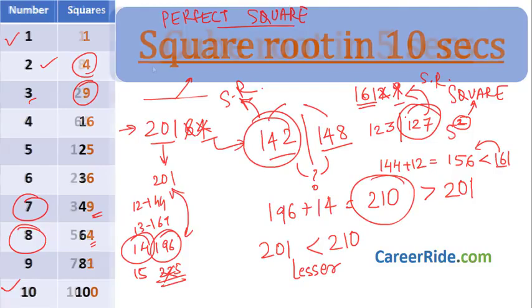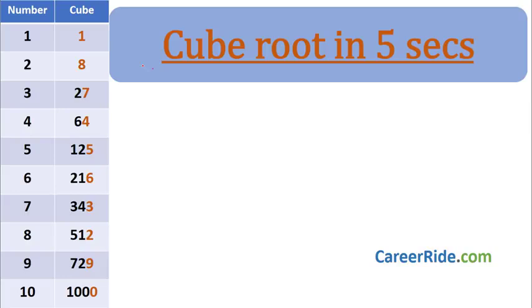Moving on. Cube root in 5 seconds. Now, just like square root, you can find the cube root of a perfect cube in just 5 seconds. And this trick is much easier than the square root trick. The only requirement is that you should know the cubes of numbers 1 to 10, right? 1, 2, 3, 4, 5, 6, 7, 8, 9, 10. You should always know the cubes of these numbers. It's much better to learn them by heart right now, because in the exam they would save a lot of valuable time.